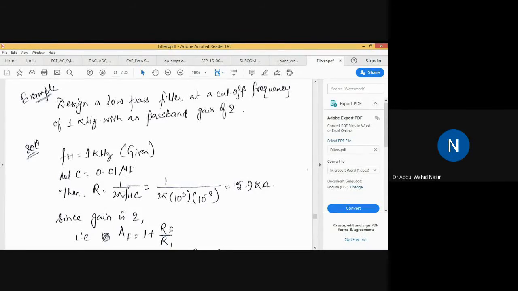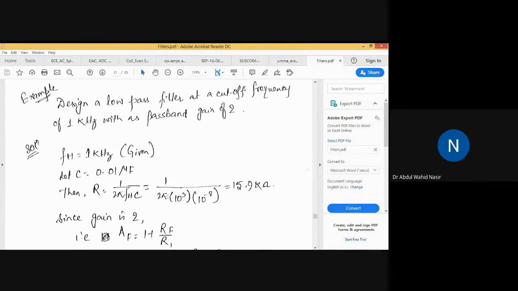So, but it should be less than 1 microfarad. Now, if you choose the value of the capacitance of the capacitor as 0.01 microfarad, then the resistance in that case can be calculated as R is equal to 1 by 2 pi Fh into C.